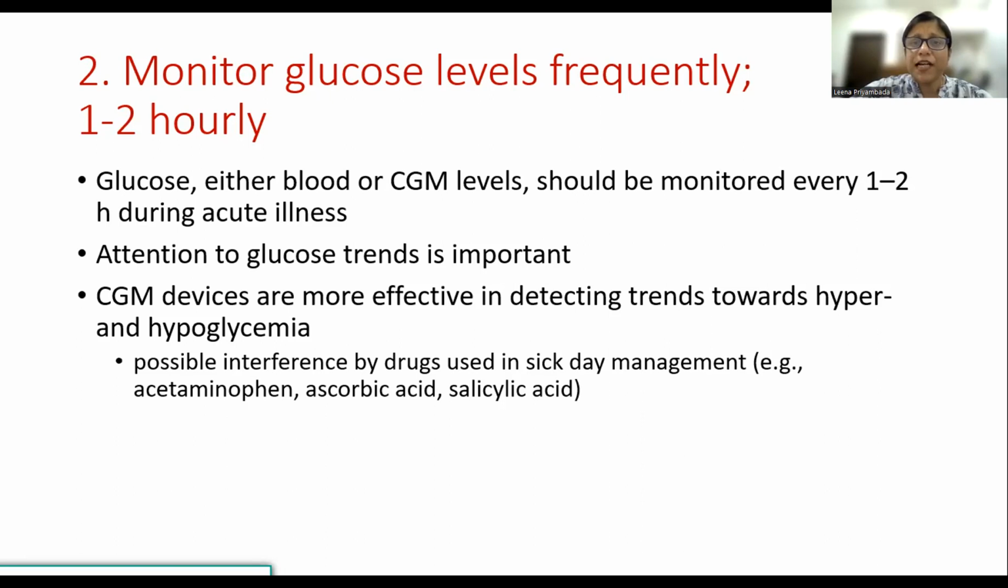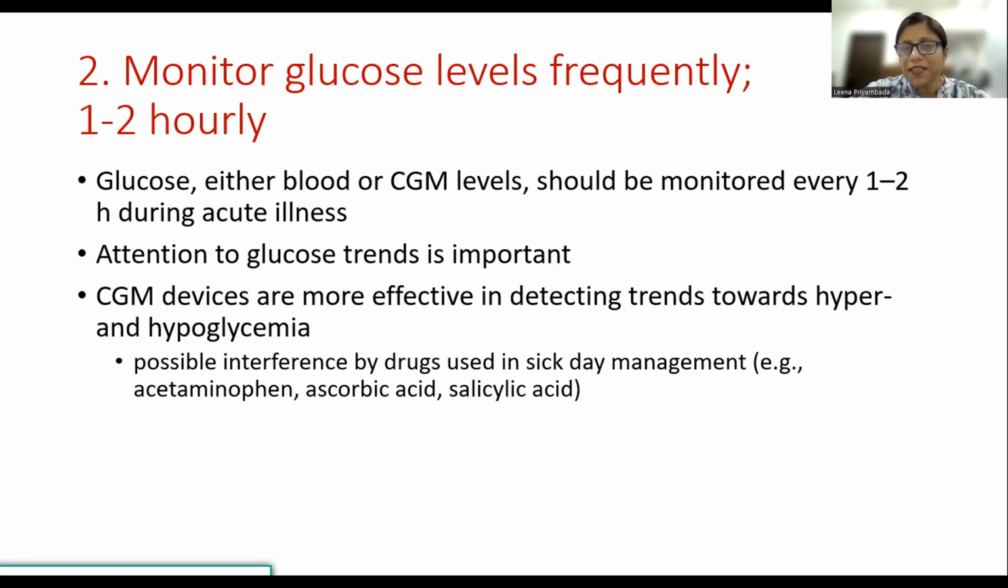Okay, if we have the CGM, the sensor, then obviously it will show you a good trend. That is very important. It is important to observe trends. If we see the glucose is rising, then we have to be more careful about giving more insulin. If we see the glucose is falling, then also we have to be careful about maintaining the glucose levels so that we can give insulin. And obviously, as everyone knows, CGM devices are more effective in detecting trends.